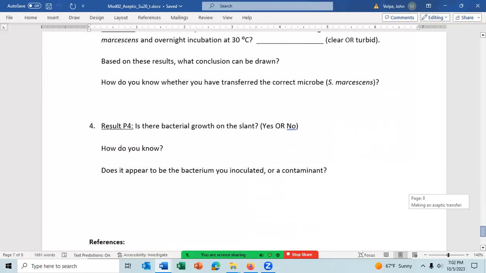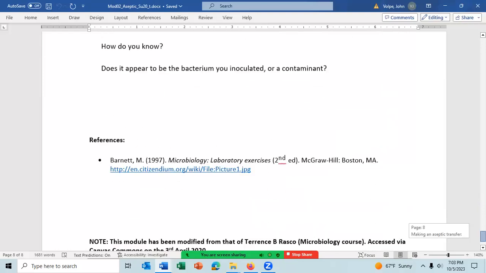And then answer the questions for procedure 4, which are in question 4. 4A, is there bacterial growth on the slant? And just answer yes or no. And how do you know? Give me a discussion for why you know there's bacteria growing on the slant. And 4C, does it appear to be the bacterium you inoculated or a contaminant? And then that's it for the lab.